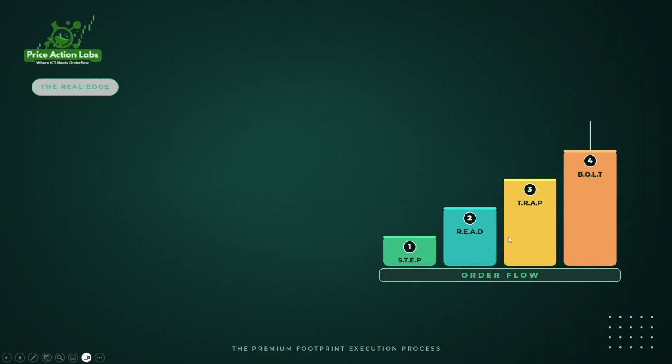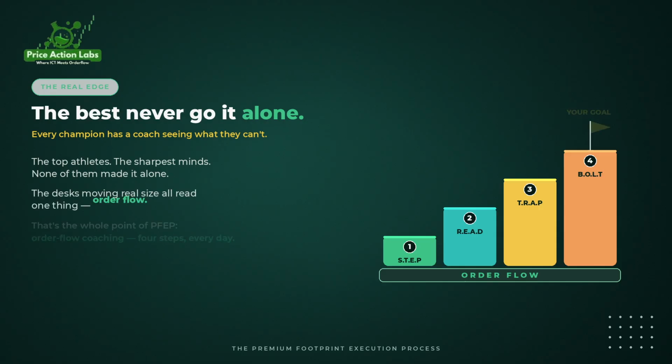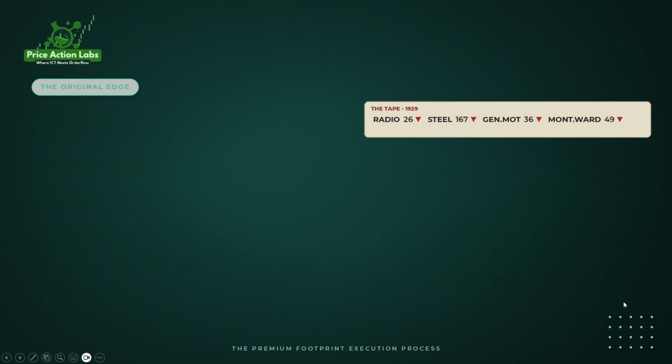Okay? Next, you have the real edge, which is piecing everything together. No system goes by itself. So you have the STEP. You need to know READ, you need to know TRAP, you need to know BOLT. And all of these 4 processes come together in a very reliable way. It's important to have this. If you want to execute with precision, you need to have a good level to begin with.